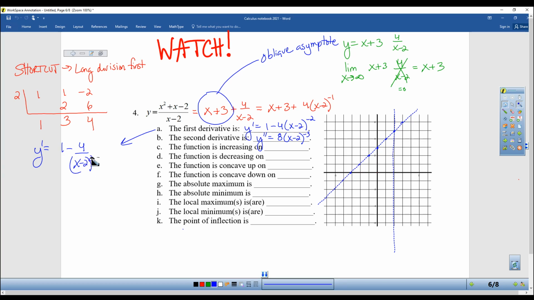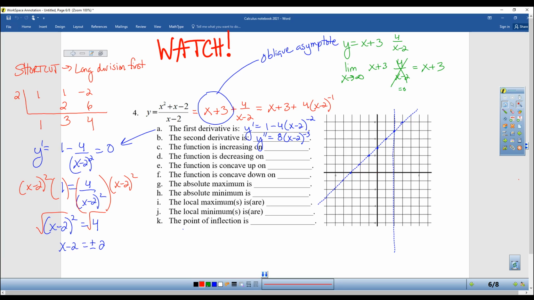1 minus 4 over x minus 2 squared is equal to 0. I'm going to make that 1 is equal to 4 over x minus 2 squared. I'm going to clear the fraction, multiplying x minus 2 squared on both sides. Now I have x minus 2 squared is equal to 4. x minus 2 is equal to plus or minus 2. I took the square root of both sides. And therefore my two answers are, if I add 2 to the 2, I get 4. If I add 2 to the negative 2, I get 0.